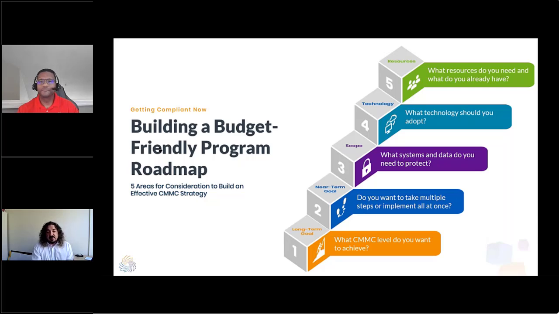So first of all, what level do you want to achieve, right? If you handle CUI, you have to be level 2. If you only handle federal contracting information, you can be level 1, and level 1 does allow for self-attestation.